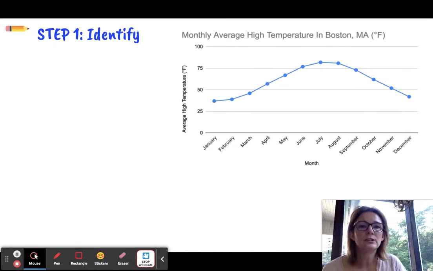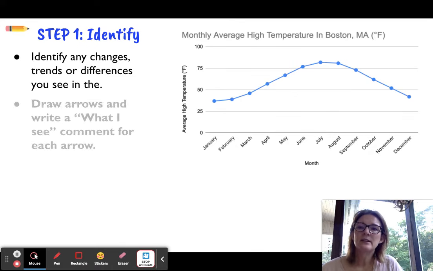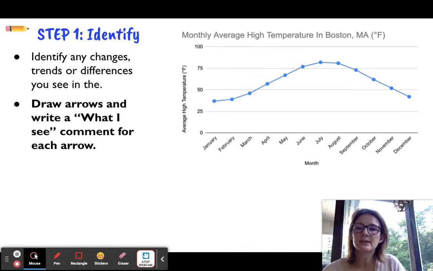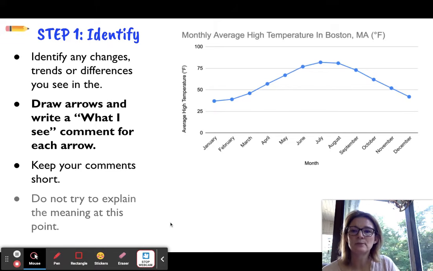We are going to use this graph here, which has monthly average high temperatures in Boston over a year, and we're going to practice this strategy on it. First, just look at the graph. What do you see? Look at the trends, differences, whatever. Then the to-do is to draw arrows and write a "what I see" comment for each arrow. Your goal is to identify the trends on the graph. That's it, we're just identifying. Some tips are to keep your comments short and to not try to explain the meaning at this point.